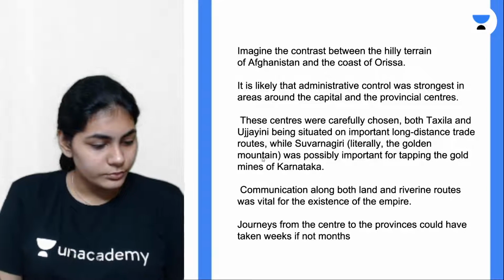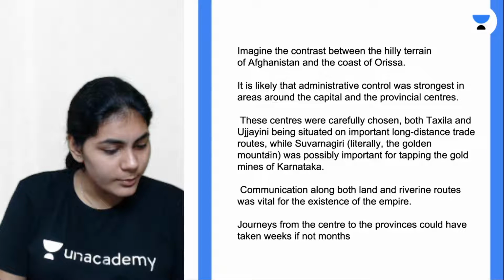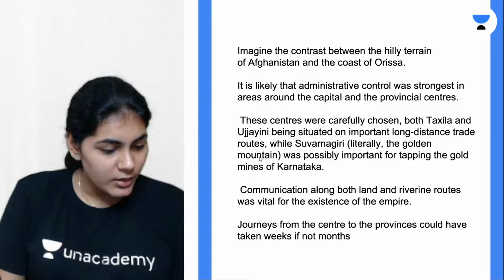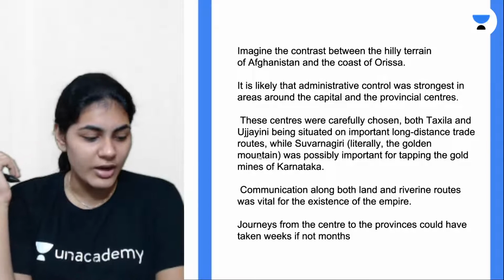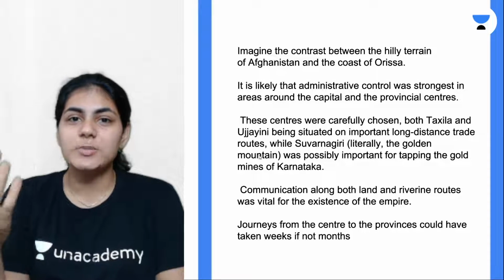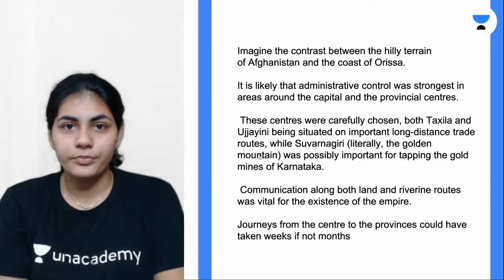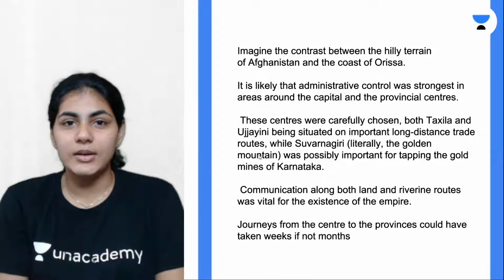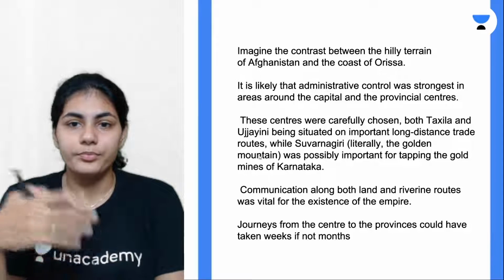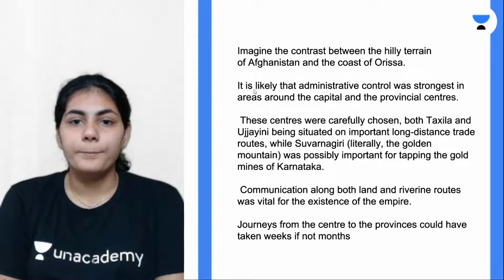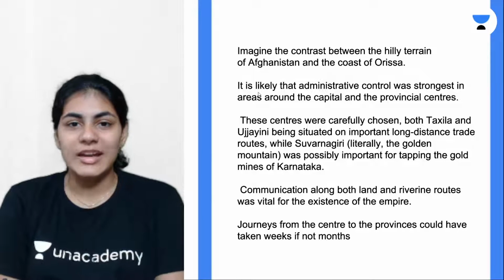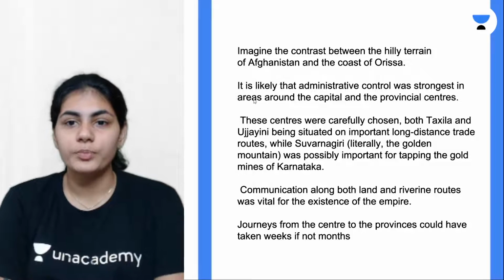Okay, before going further, Manjusha has a question. In terms of direction, if you're asking, Manjusha, Tosali is towards the east, Tosali to the east and Ujjain to the west. So as you moved away from the center, there was not much control.